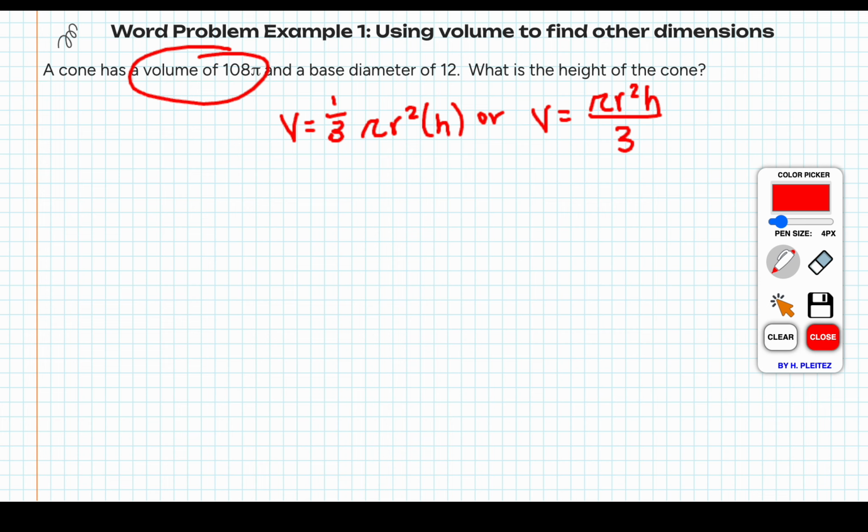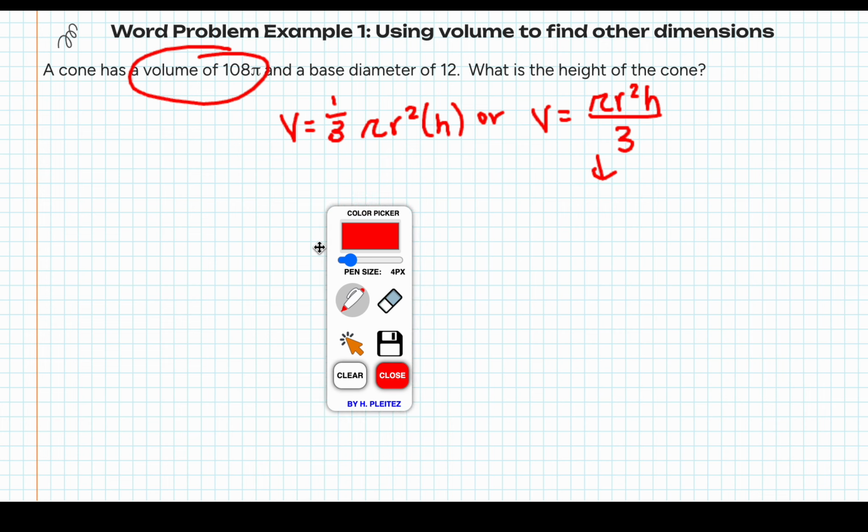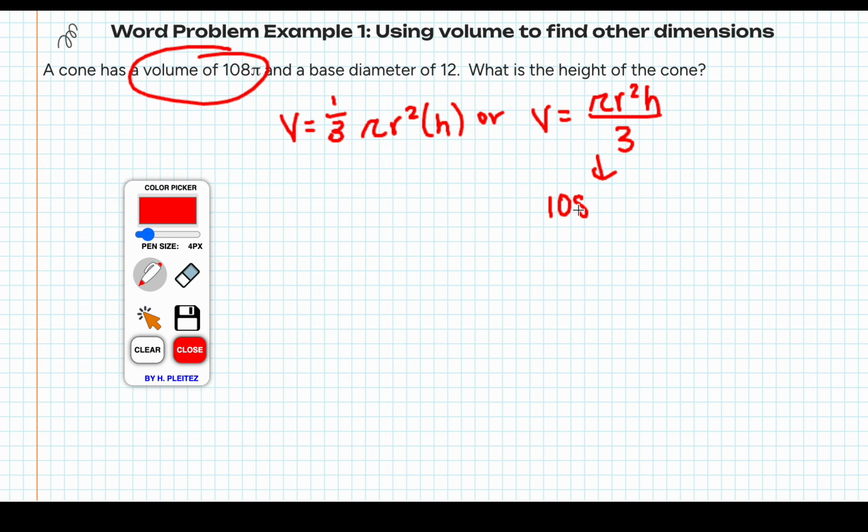And let's just substitute. So we have 108 pi equals pi. Now our diameter is 12, and if our diameter is 12, that means that our radius is going to be 6, and we are looking for our height. So I'm going to leave that as h.